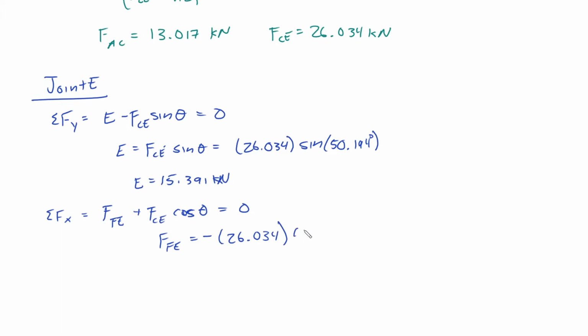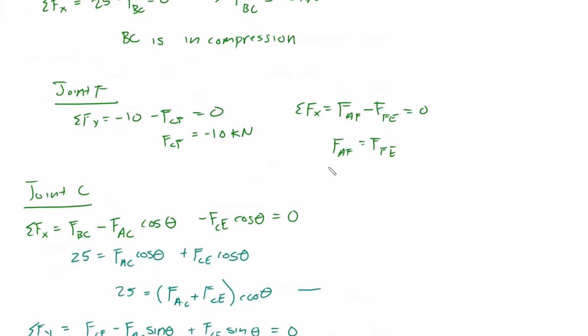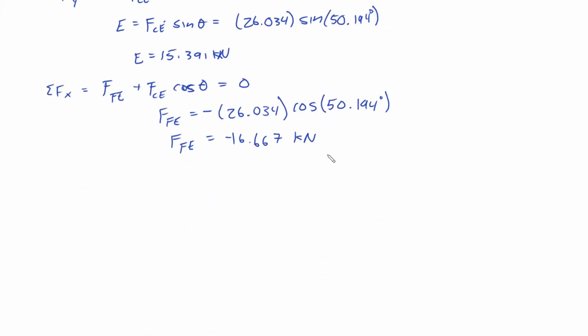So just be careful with your signs and be consistent with your equations. So at 50.194 degrees, what we get is that FFE is negative 16.667 kilonewtons. And since we know that FFE is actually equal to FAF, we could set those equal to each other. So we could say that FAF is also equal to negative 16.667 kilonewtons.